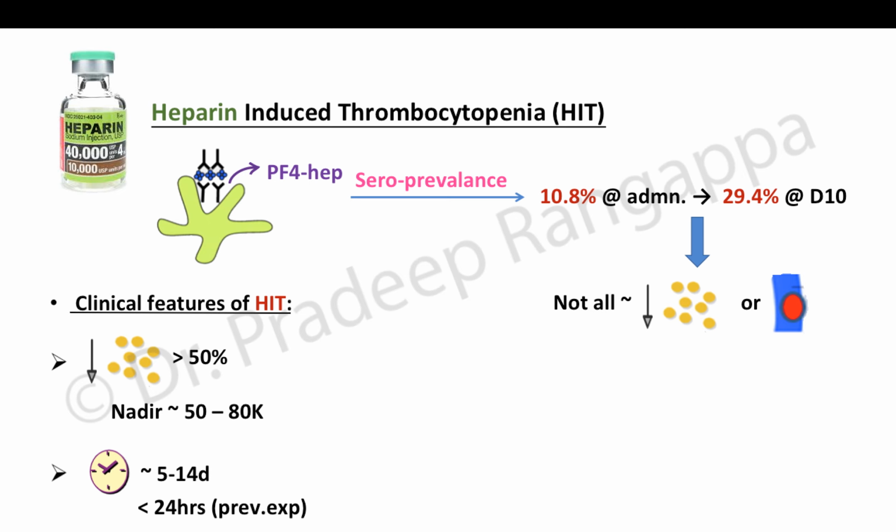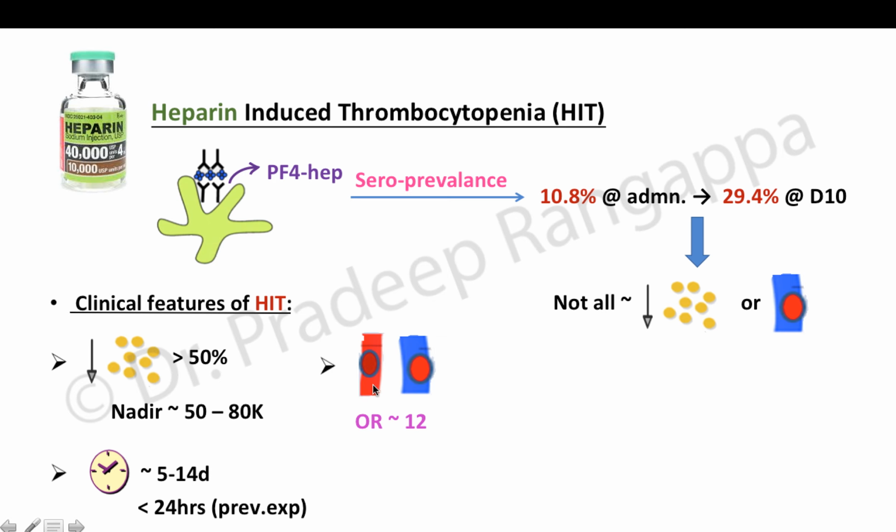So more than 50% drop, or when the platelet count comes down to around 50 to 80,000, or when you see platelets dropping in this time frame of 5 to 14 days. If it is happening in less than 24 hours, then you have to suspect previous exposure to heparin. So why is this important?